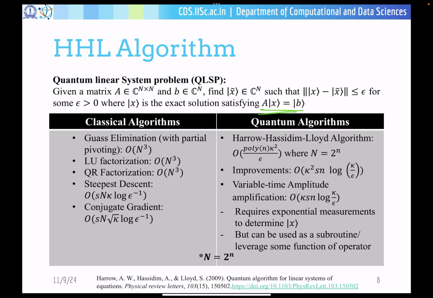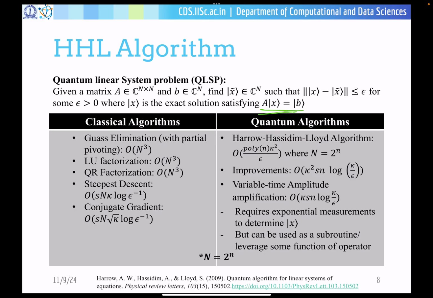There are classical algorithms like Gaussian elimination, LU factorization, QR, which have time complexity of O of n cubed. Then there is steepest descent, which is an iterative method, which is O of s n kappa log of 1 by epsilon. Epsilon is the error between the actual solution and the computed solution, and s is the sparsity. If you have a sparse matrix, then you can use this as an advantage.